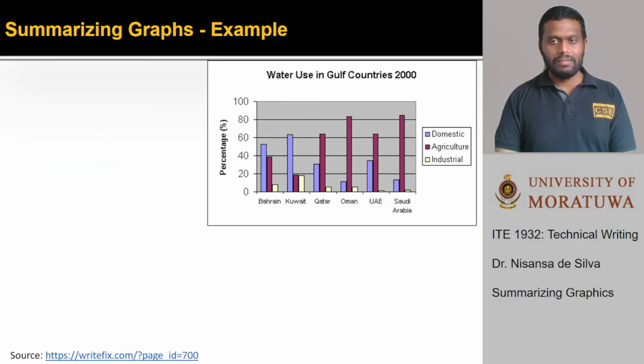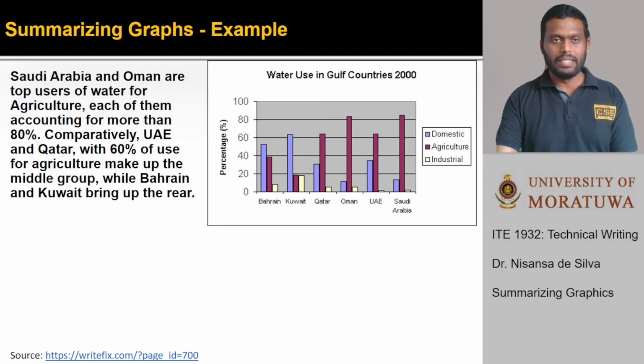Let's compare what you have written with a sample. You can say Saudi Arabia and Oman are the top users of water for agriculture, each of them accounting for more than 80%. Comparatively, UAE and Qatar, with 60% of the use for agriculture, make up the middle, while Bahrain and Kuwait bring up the rear.